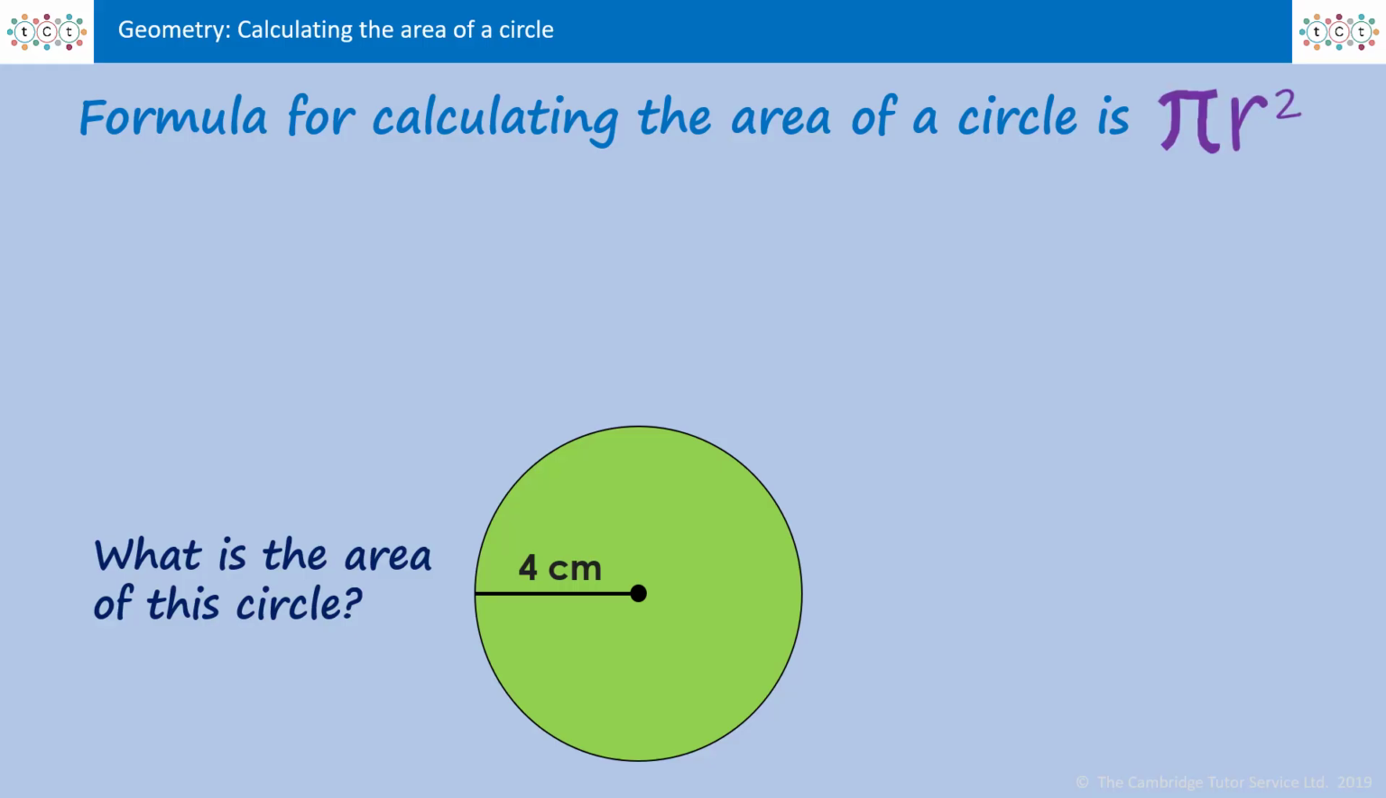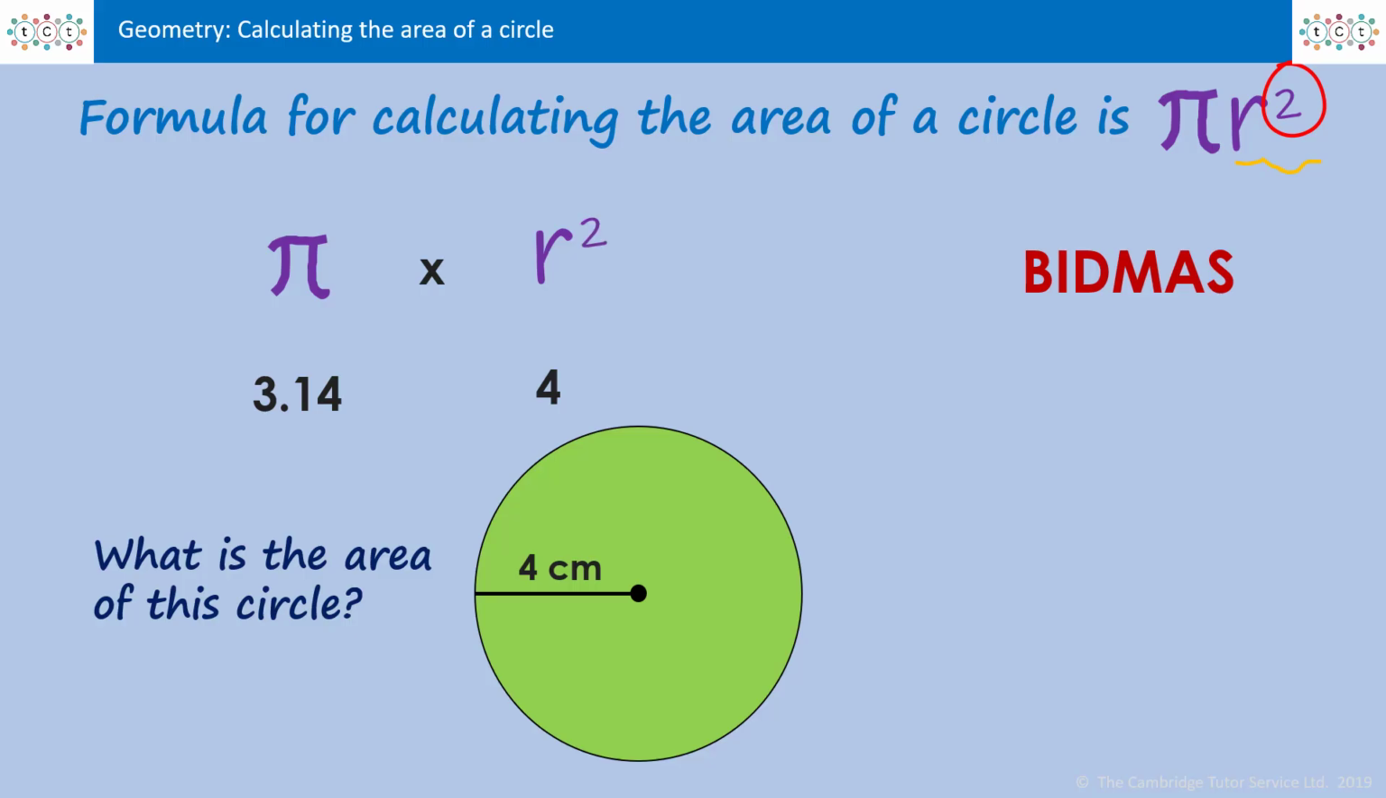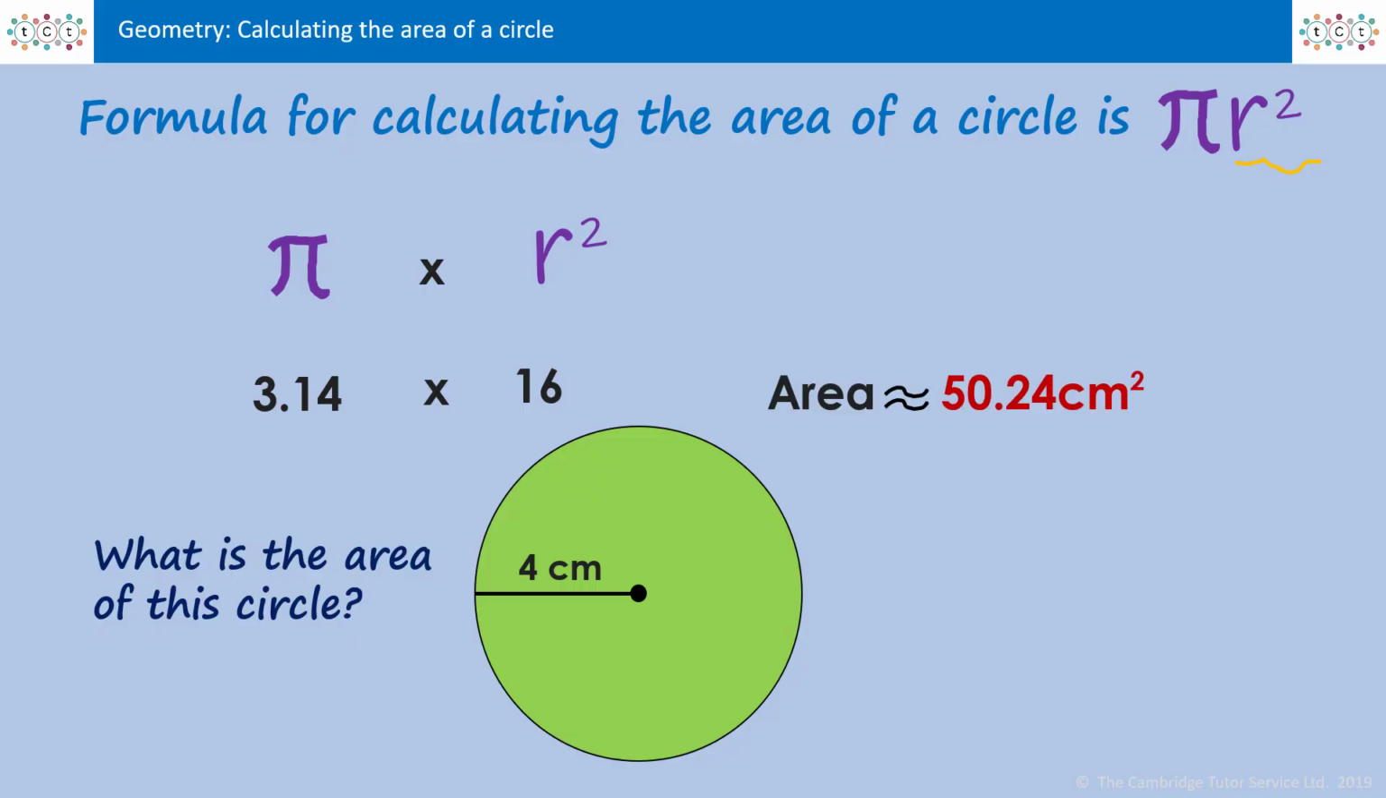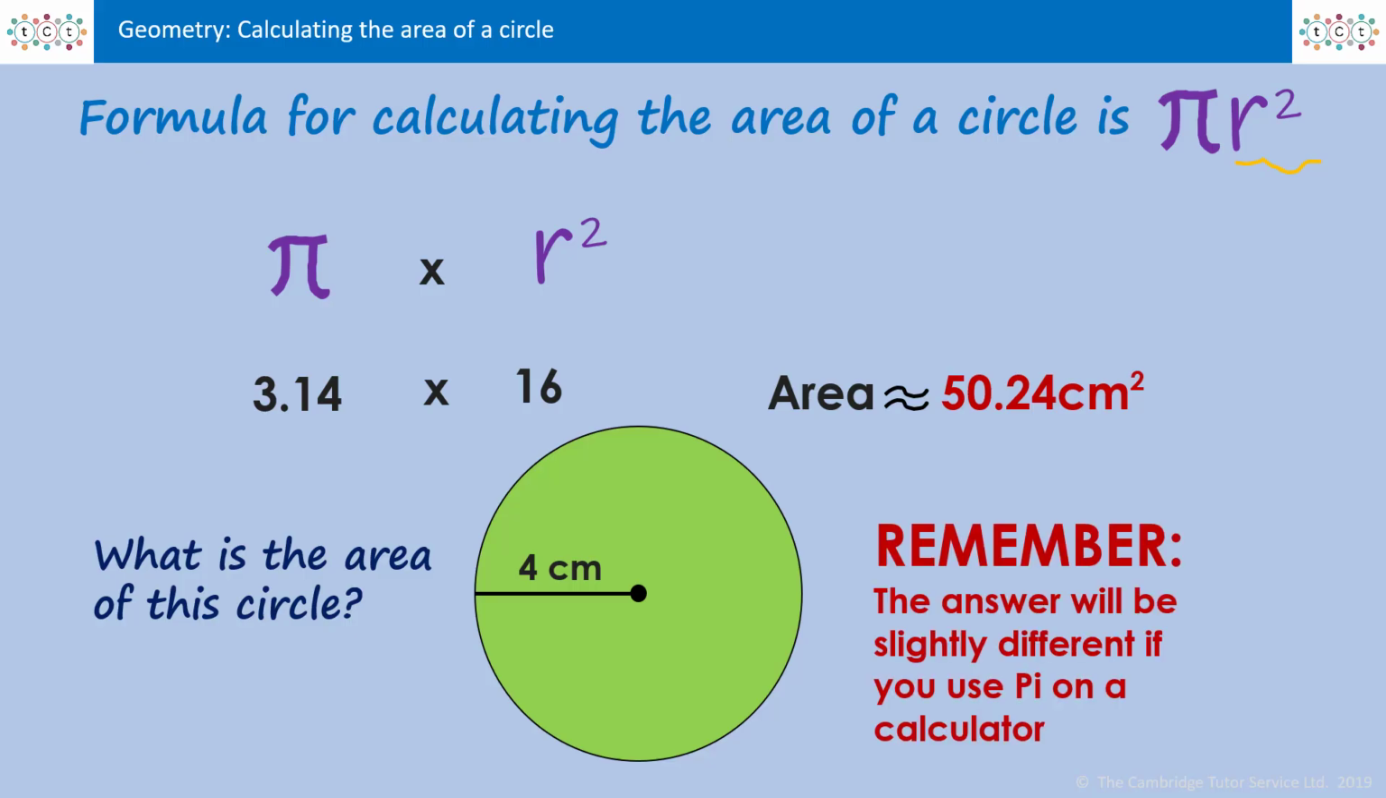Pi, remember, is 3.14 and the radius is 4 centimetres, but before we multiply those together, remember that radius has to be squared first. The radius squared, that's 4 squared, which is 16. Now we have pi times by 16, which is 50.24. The area of this circle is approximately 50.24 centimetres squared. Remember, if you did this on a scientific calculator, you would get a slightly different answer.